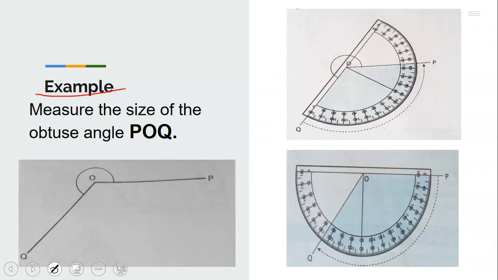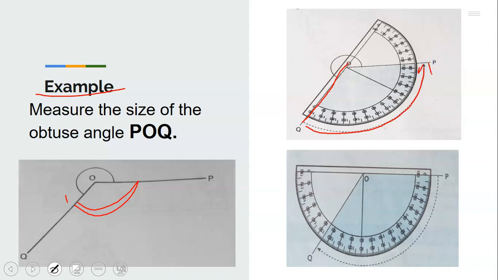Example. Measure the size of the obtuse angle POQ. That is, you have to measure here. Outside is a reflex angle. Now, look at, you place one arm along OQ. Look at OQ here. You place one line along OQ, very straight. Then you now count from here. Where it stops, you count.